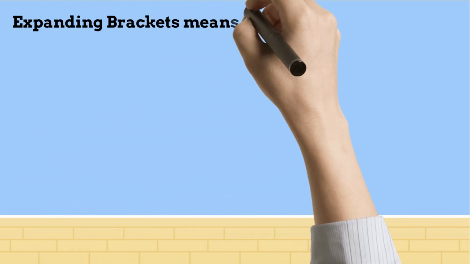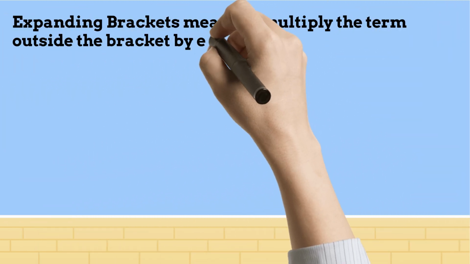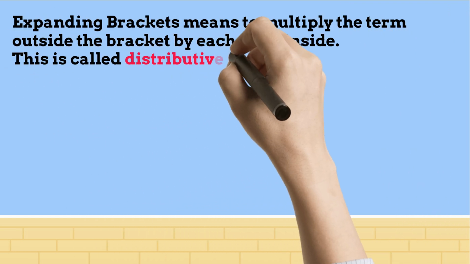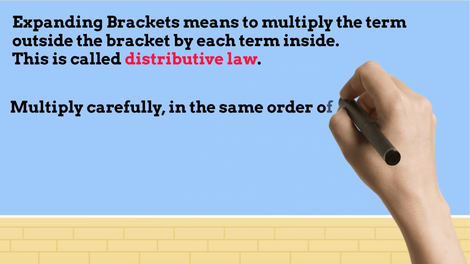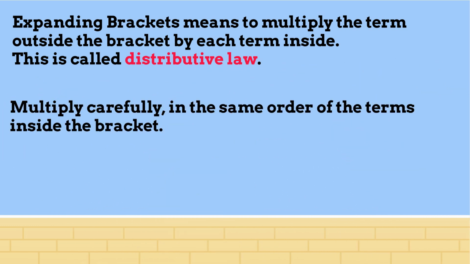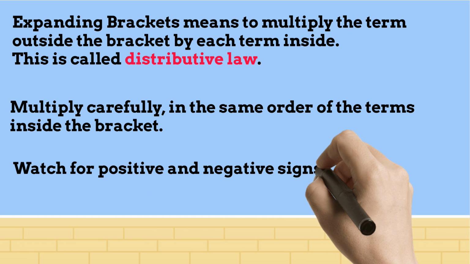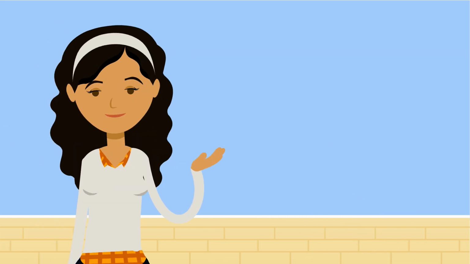Expanding brackets means to multiply the term outside the bracket by each term inside. This is called the distributive law. Multiply carefully, in the same order of the terms inside the bracket. Watch for positive and negative signs. That's it! Great job, everyone.